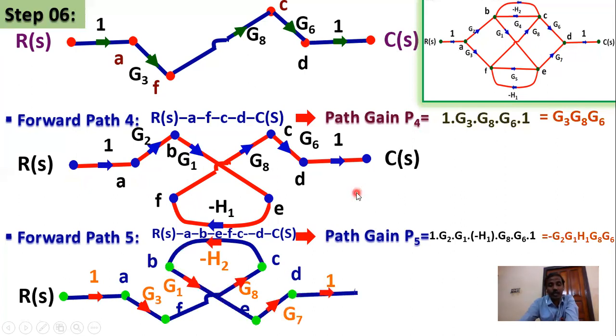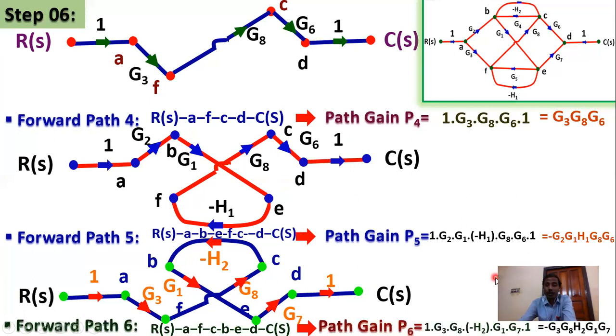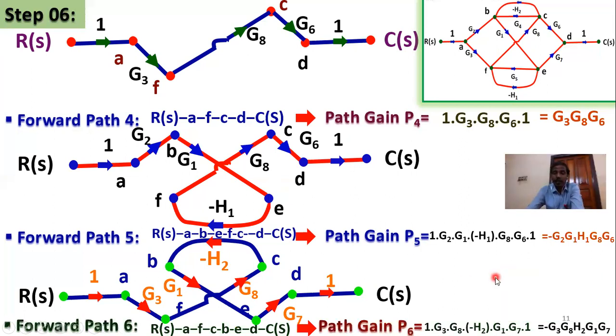This is path 6: R(S), A, F, C, B, E, D, C(S). The path gain equals minus G3, G8, H2, G1, G7. So that is the 6 forward paths and path gains.